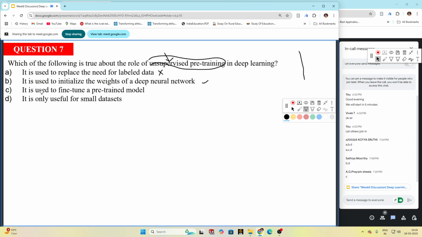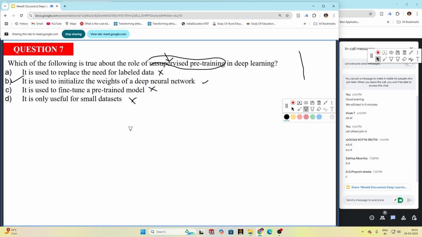Okay. Option C, it is used to fine tune a pre-trained model. So if a pre-trained supervised model is given to you, this is not the objective. Again, this is wrong. Option D, it is only used for small data set. Again, this is wrong. So option B is the appropriate option, the correct answer.